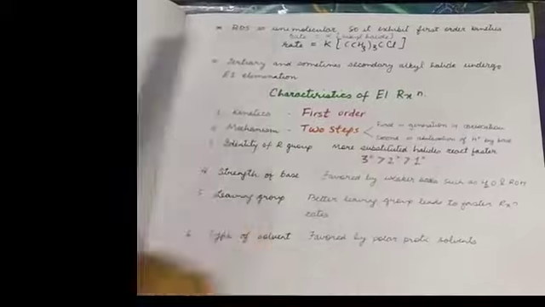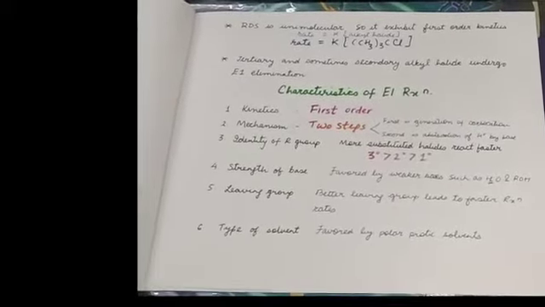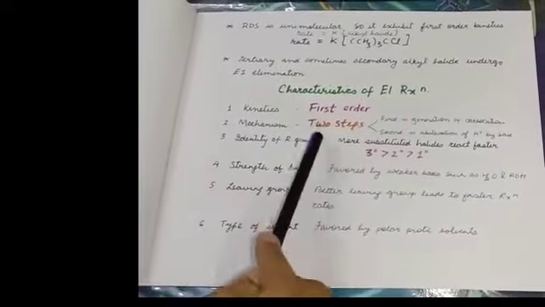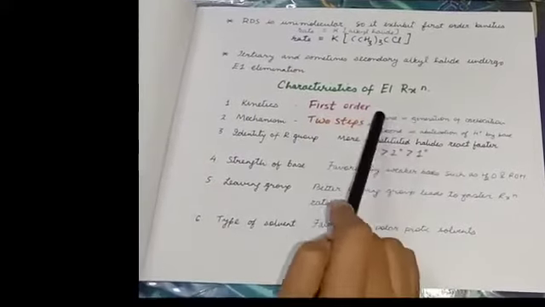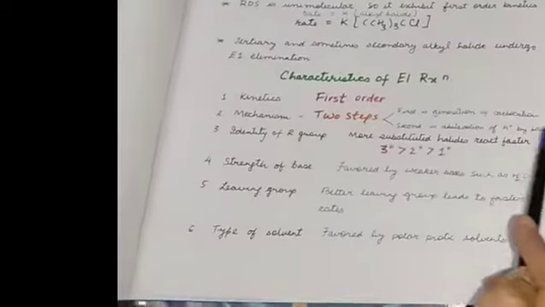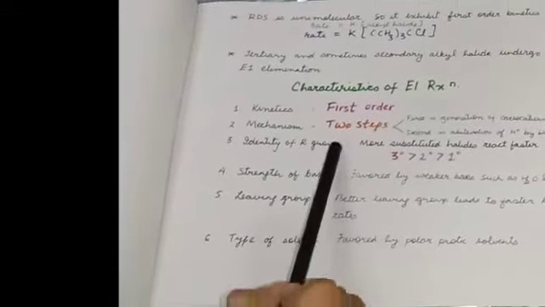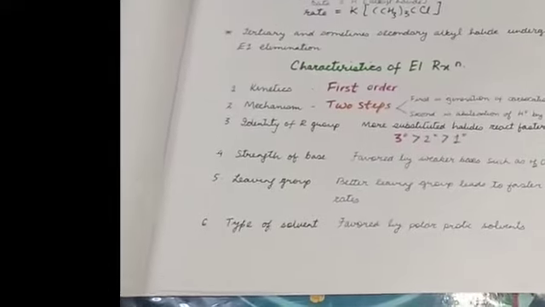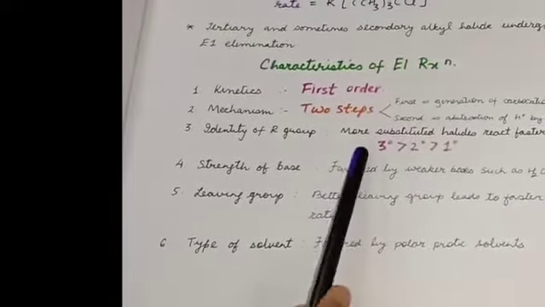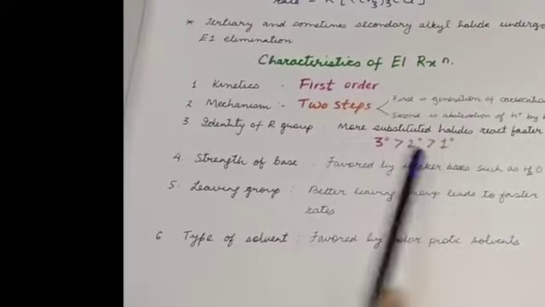So now there are some characteristics of E1 reaction, like it will follow first order kinetics. The mechanism is a two-step mechanism. The first step is the generation of carbocation and the second is the abstraction of proton by base. And we also know that the more substituted the halide, the faster the reaction. So tertiary will be faster when compared to secondary and then primary.